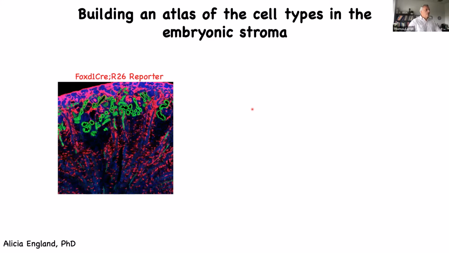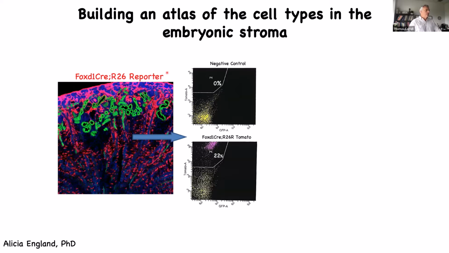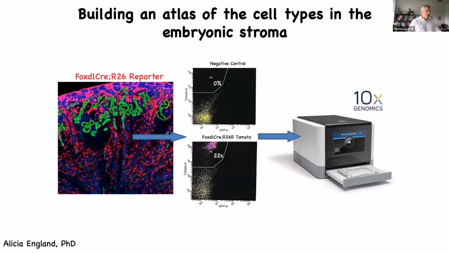And so Alicia once again took the FOXD1 reporter, FOXD1 Cre mice, and crossed them to a Rosa26 reporter, in this case Rosa26 tomato. And then at E18.5, she dissociated the cells down to single cell level and then FACS sorted to isolate the stromal population. And then she did single cell RNA-seq on those using the 10x Genomics platform. And she sequenced about 10,000 individual stromal cells.